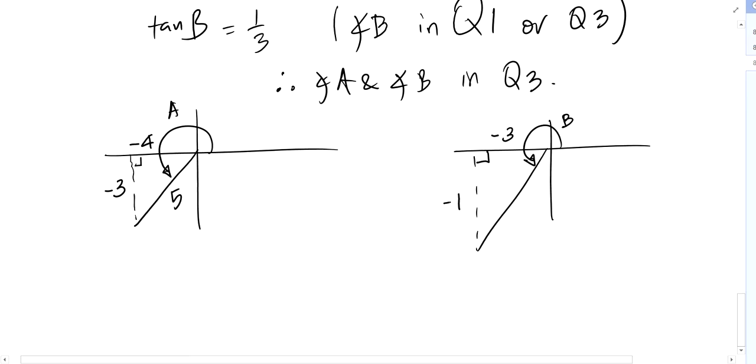Okay, think about it. Originally tangent B is 1/3, it is a positive value. But now you're introducing negative and negative over here. Does it affect your tangent B being 1/3? Why? Yeah, negative divided by negative, you get positive. So yeah, this is our correct triangle that we have.